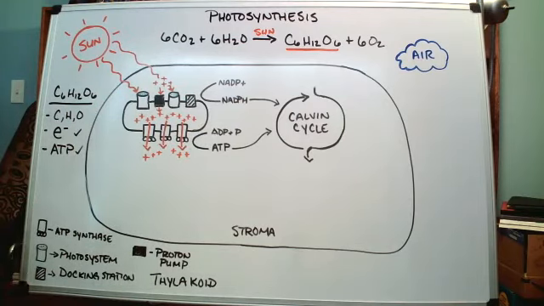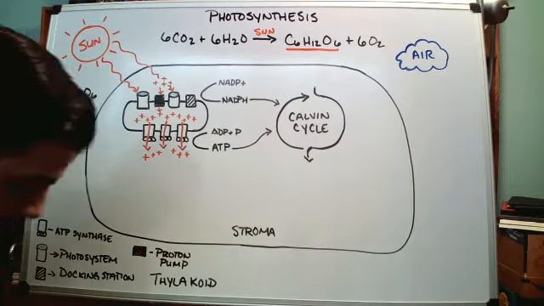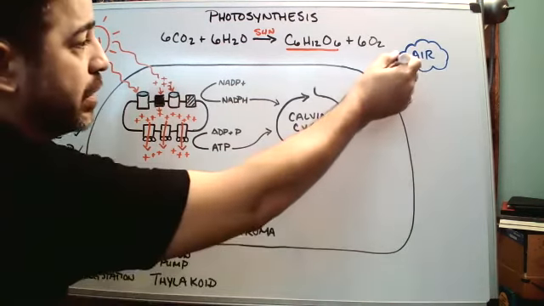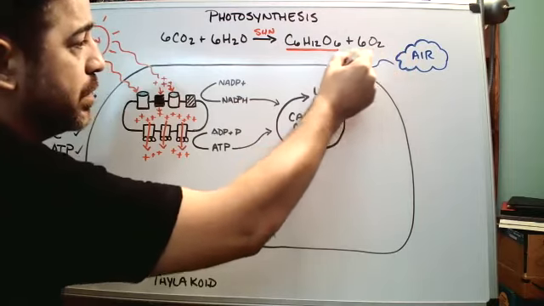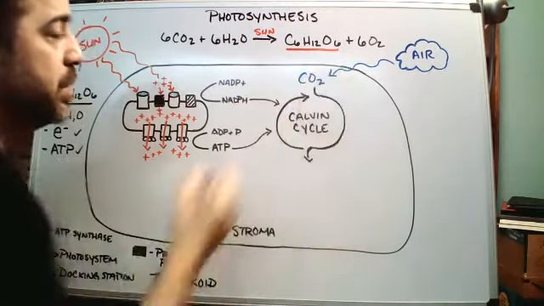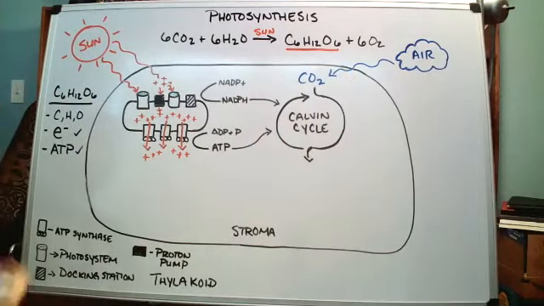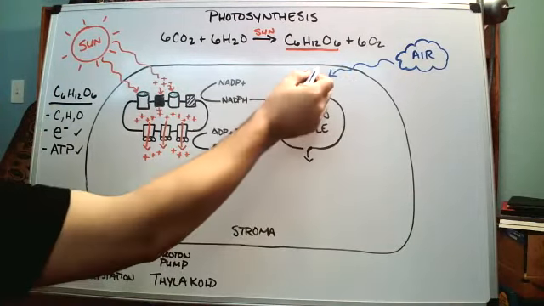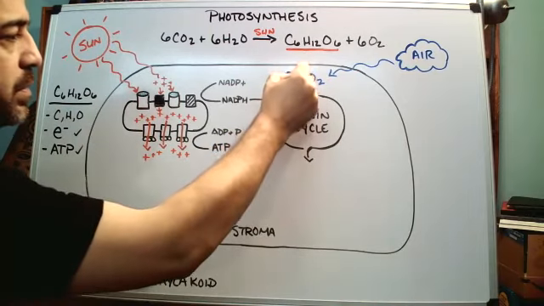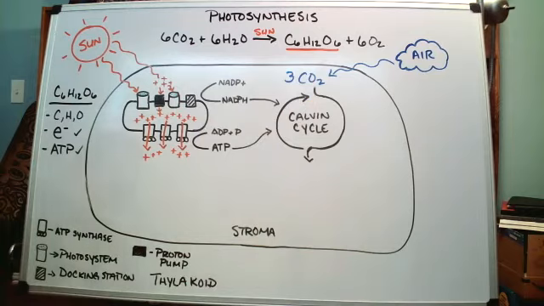All right, so let's talk about where we're going to get our raw materials. Where do we get our carbon, our hydrogen, and our oxygen? Specifically, we're going to get carbon and oxygen from the air. So here's the air, and it's going to provide us with CO2. We're going to get our raw materials directly from the air in the form of CO2. And we're going to say 3 CO2 so that we can understand how this Calvin cycle works.